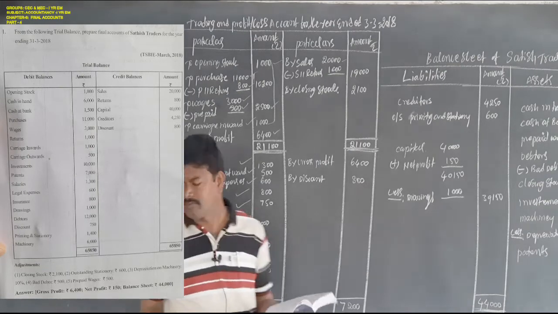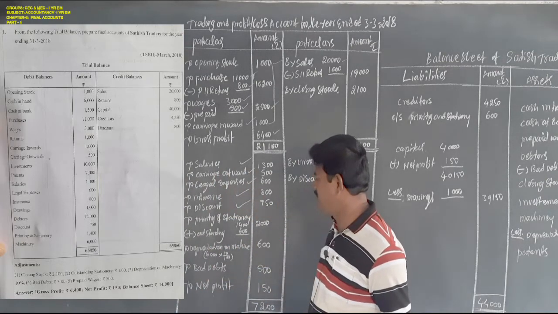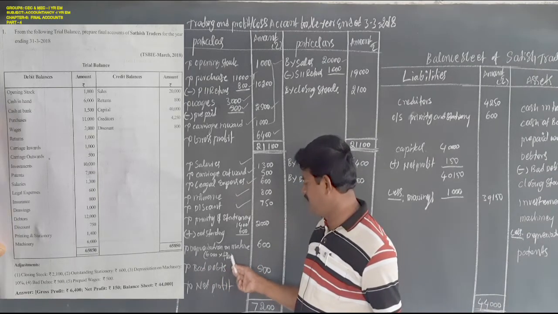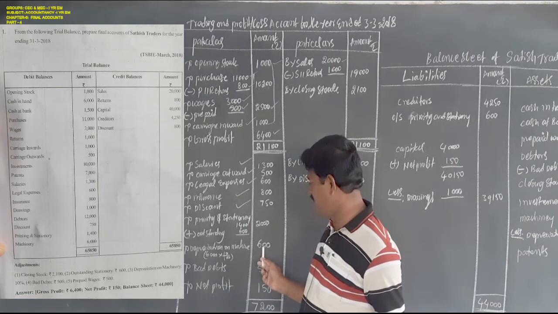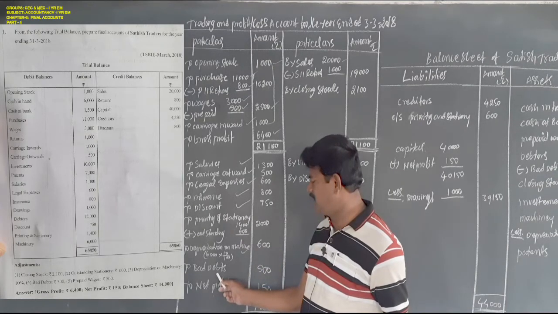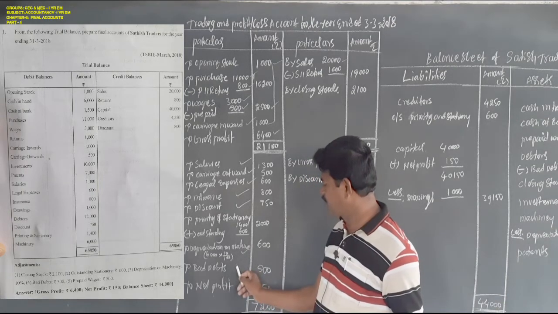Printing and stationery is 1,400 rupees. Outstanding 600, total amount 2,000 rupees. Depreciation on machinery 6,000 at the rate of 10%, 600 rupees, it is debited. Bad debts, it is given in the adjustment, 500 rupees, record on this side.